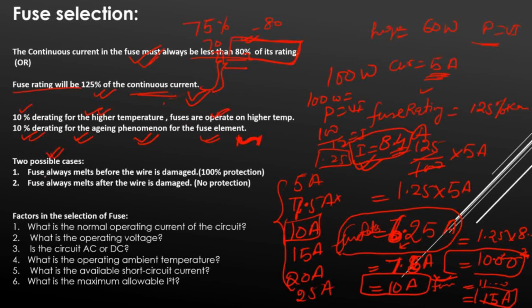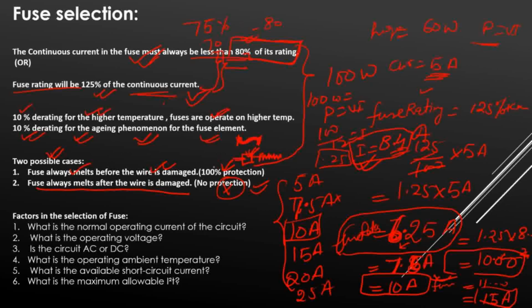So there can be two possible cases: fuse always melts before the wire is damaged. Okay, so as I told you, fuse is nothing but which protects the wire. If your wire is always protected and the fuse is always melting before that, that is 100% protection. If the fuse always melts after the wire is damaged, then there is no protection, there is no use of the fuse, you are selecting the wrong fuse. So this is one factor which we have used for fuse selection.